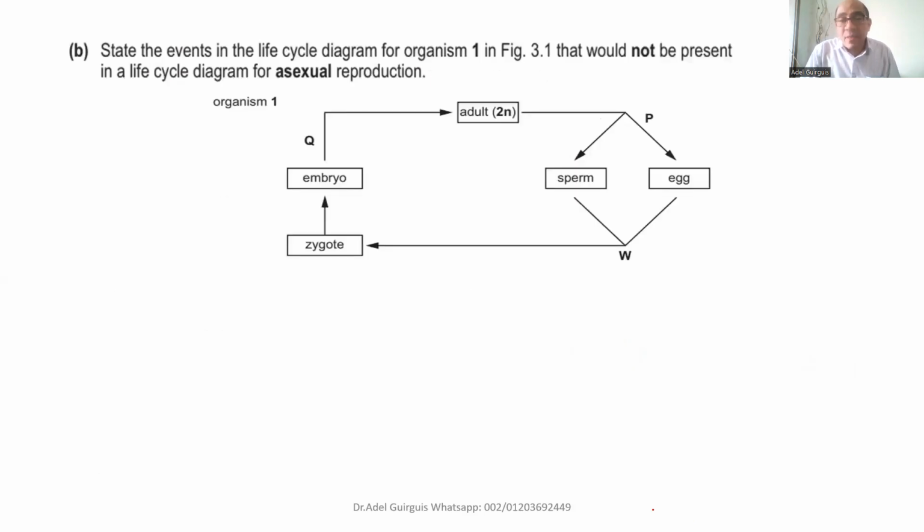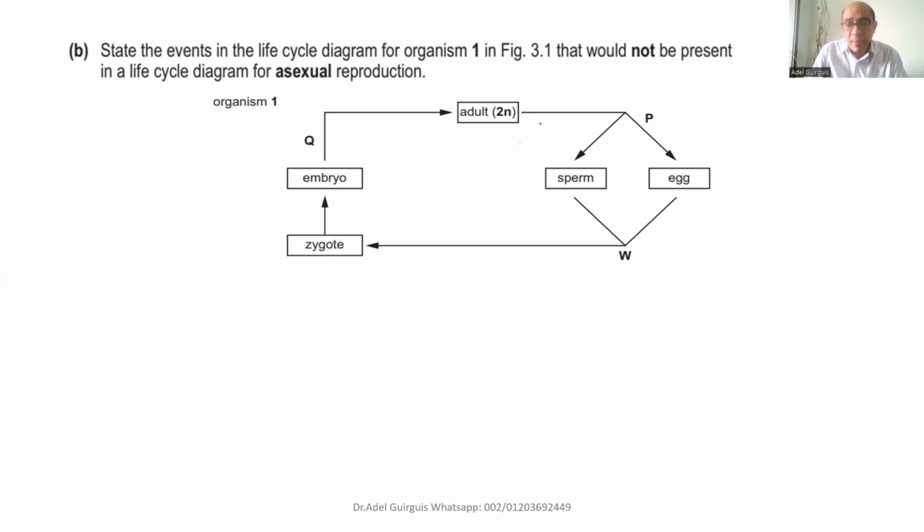Now see the events in the life cycle diagram for organism 1 in figure 3.1 that would not be present in the life cycle diagram for asexual reproduction. This is a comparison between the life cycle diagram of sexual reproduction and asexual. Asexual reproduction has no events from this diagram.